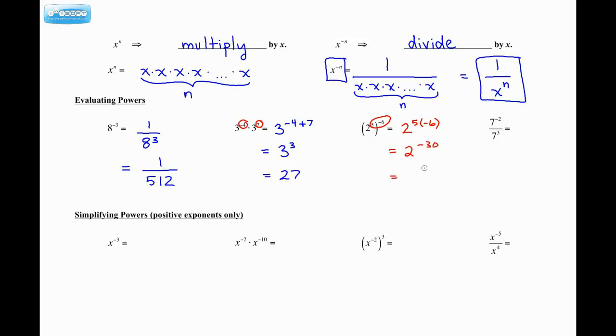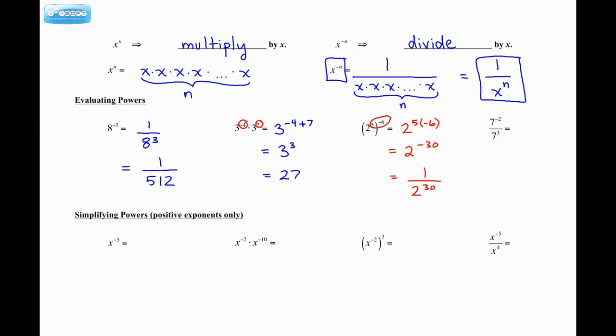So that is 1 divided by 2 to the power of 30. Now, 2 to the power of 30, I have no intention of working that out. I mean, you can put it in your calculator and you get, oh gosh, 1,073,741,824. Hey, I'm not going to write that out. Forget it. This is good enough.